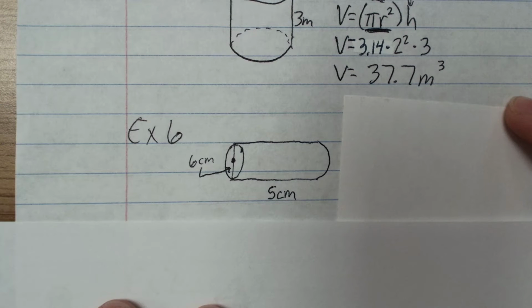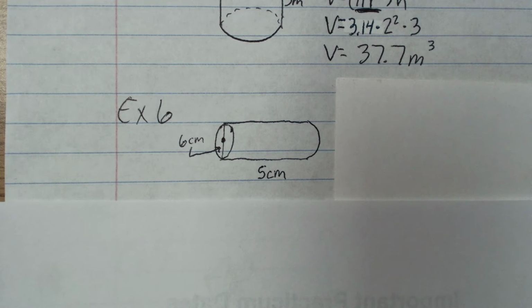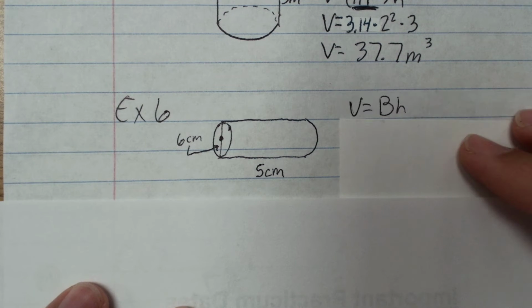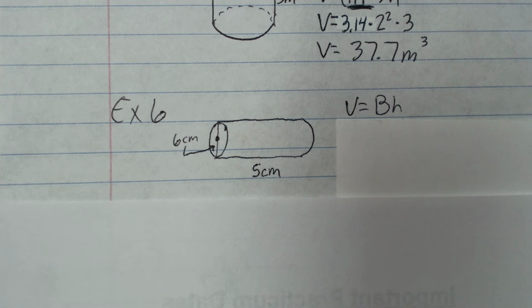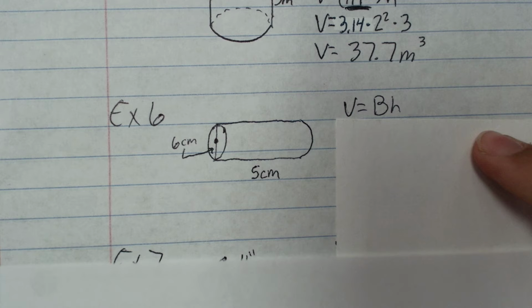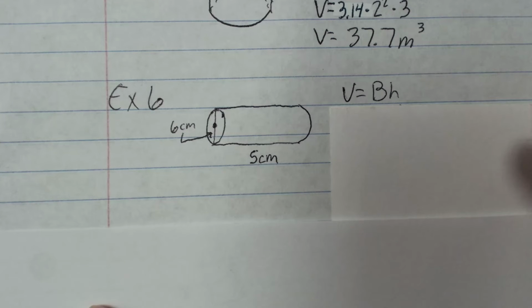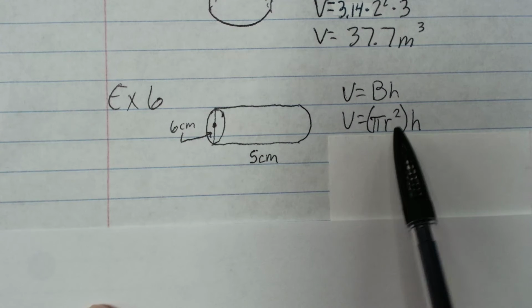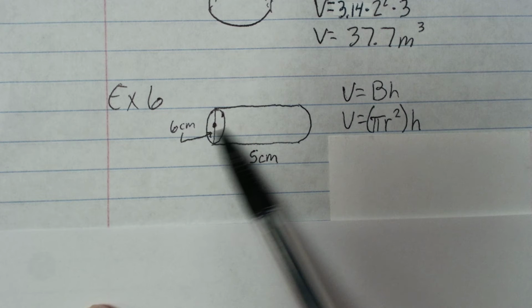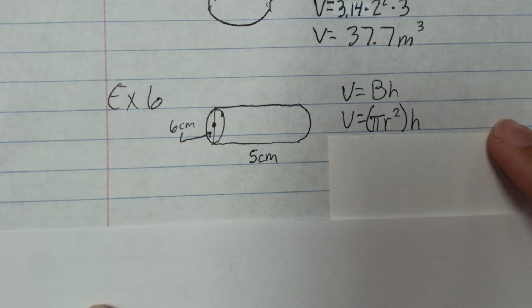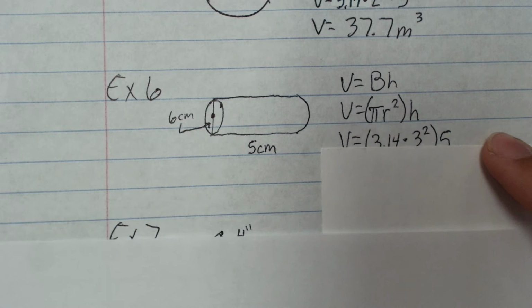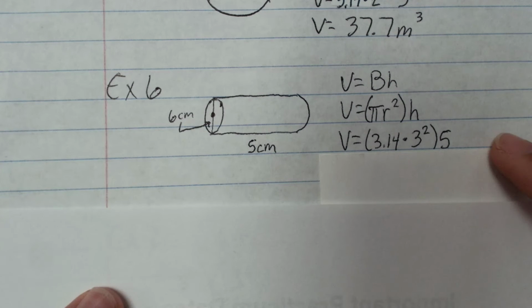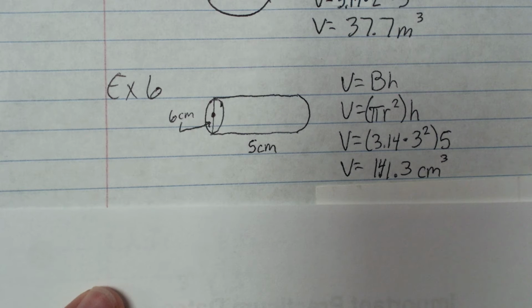Okay, looking at another cylinder here. The formula is, again, base times height. So the volume is the area of the base times the height. The area of the base is going to be pi r squared again times h. But this time, they tried to trick you. They gave you a diameter right here. Our formula calls for a radius. So you got to make sure you take that diameter and cut it in half to get your radius. So that'd be 3.14 times 3 squared times 5, which comes out to 141.3 centimeters cubed.